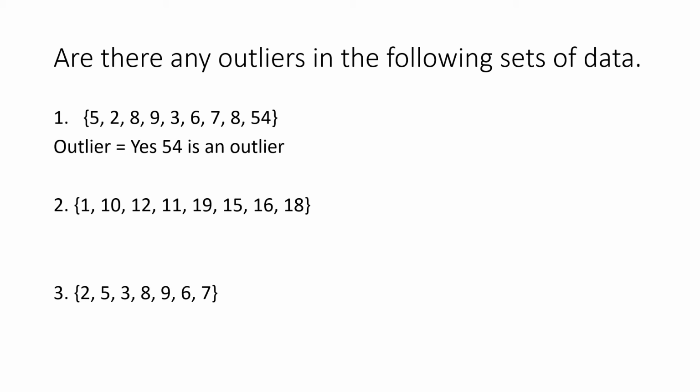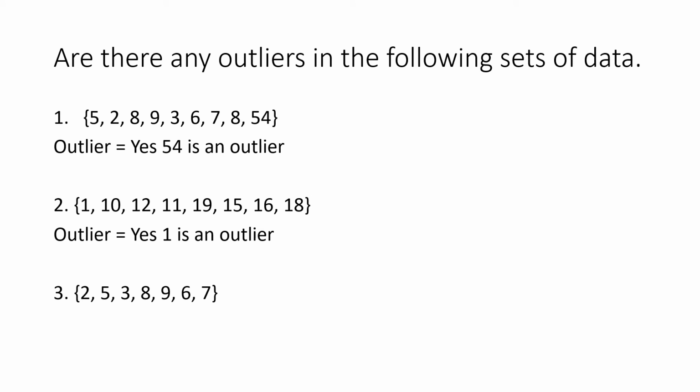If we have a look at the second data set, we can see that we have 1, 10, 12, 11, 19, 15, 16, and 18. One piece of data, 1, is considerably lower than the rest of the pieces of data. So 1 is considered an outlier.